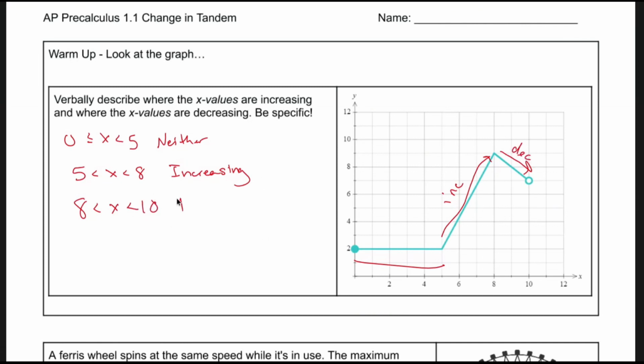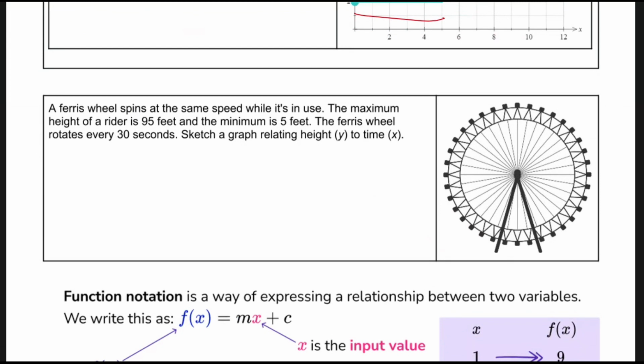Okay? Capiche? This is where you would say capiche back if you were in my classroom. So basically, the x values are increasing between 5 and 8, decreasing between 8 and 10 because of positive slope and then negative slope. And since it's a zero slope, it's doing neither between 0 and 5. So that's my little warm-up to this lesson.